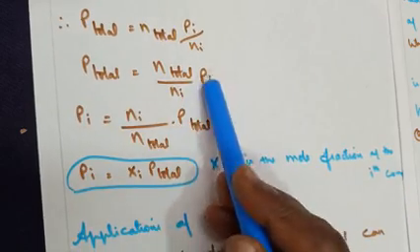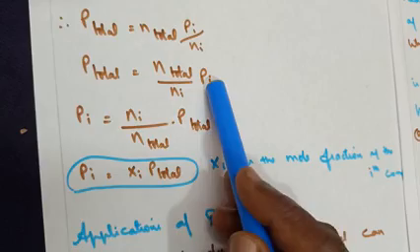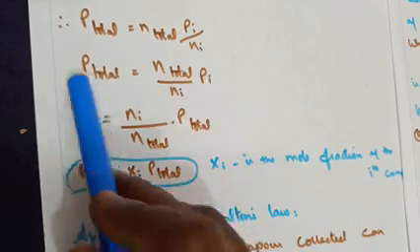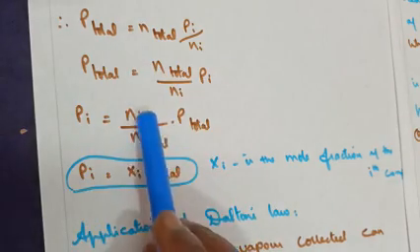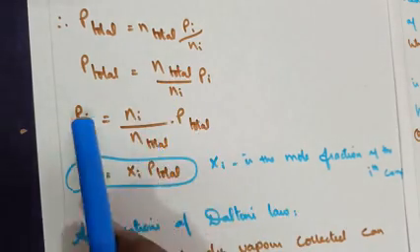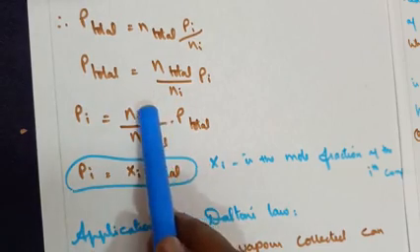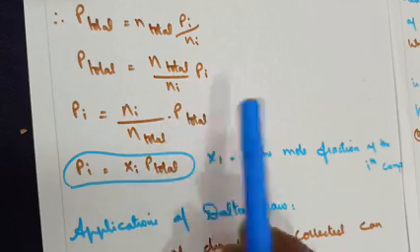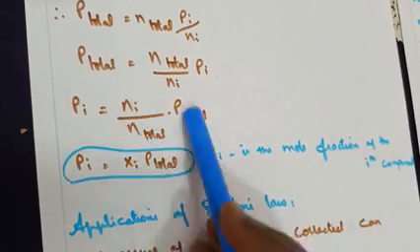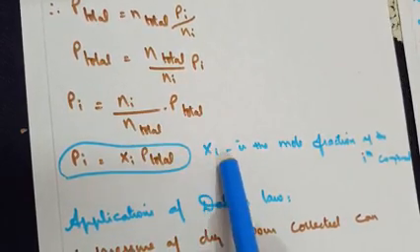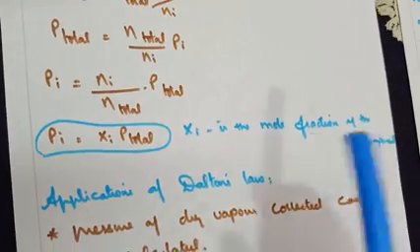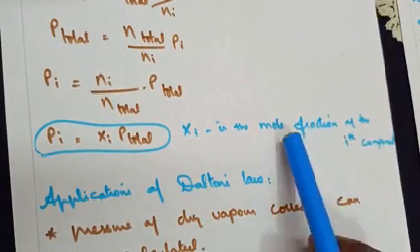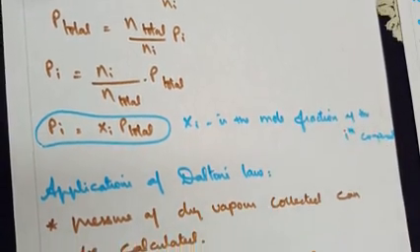So here, if we have to calculate the partial pressure value Pi, what happens? Rearrange this formula. So Ni comes to the numerator here, and N total comes to the denominator. So Pi equals Ni by N total into P total. The whole fraction can be taken as Xi. So Pi equals Xi into P total. That is, Xi is the mole fraction of the ith component.